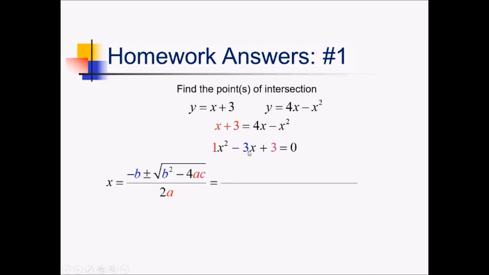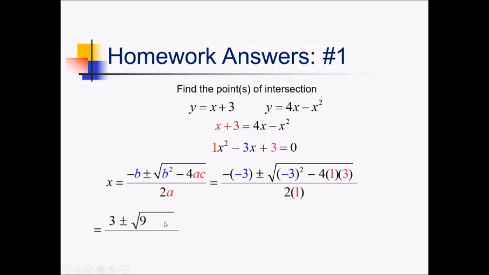So plugging things in here, we have negative b. The b value is this x coefficient of negative 3, so I'm going to write negative 3 for that, plus or minus the square root of negative 3 squared minus 4 times the a value 1 times the c value positive 3, all of that over 2 times my a value of 1. Simplifying things a little bit here, I've got a 3 over there, and then plus or minus the square root of, this is 9 when I square negative 3, and then 4 times 1 times 3 is going to be minus 12, all over 2.